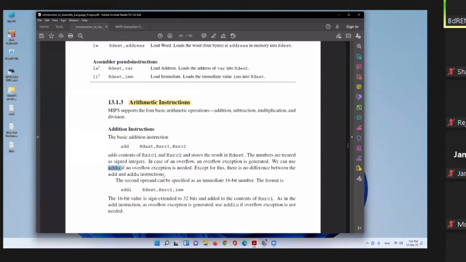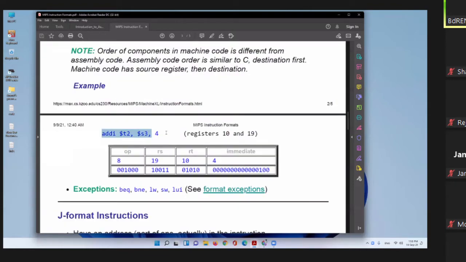And addI, as I said, is used if one of your values is an immediate value, like the example we have done. This is an example of addI. Here the immediate value is 4, and the other two registers are the destination and the source. Okay, so that is the addition.